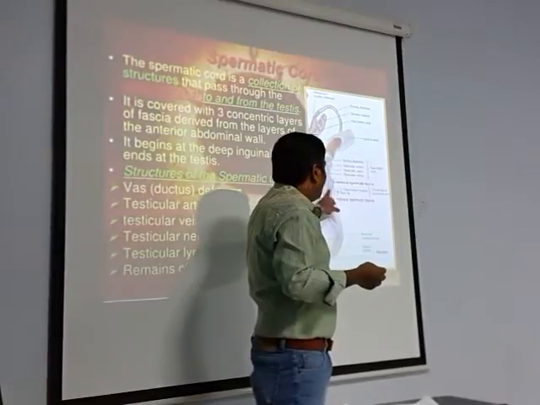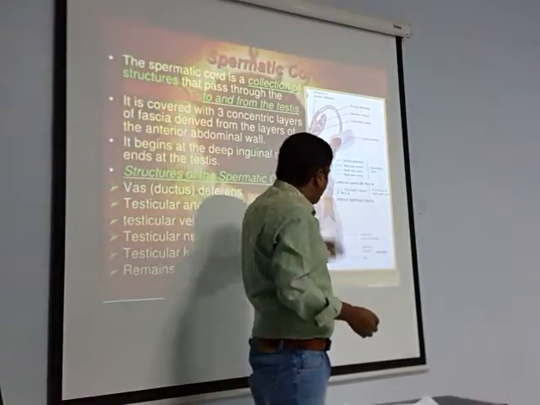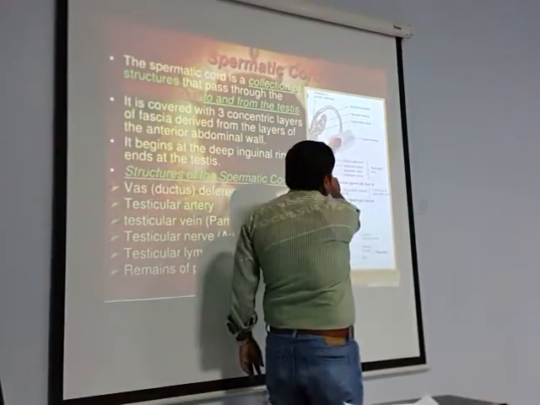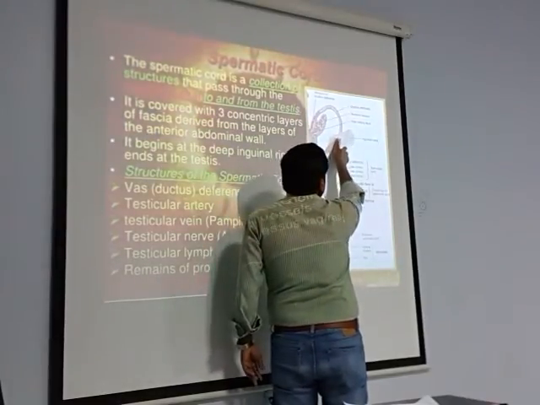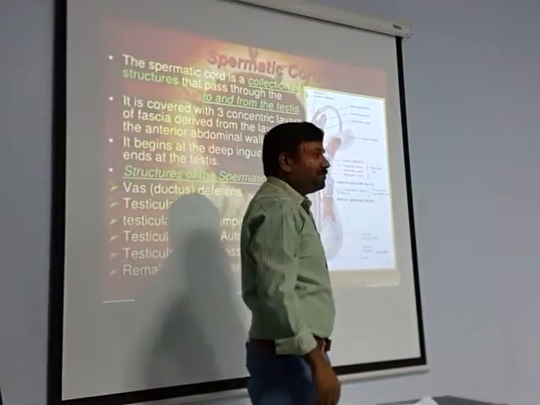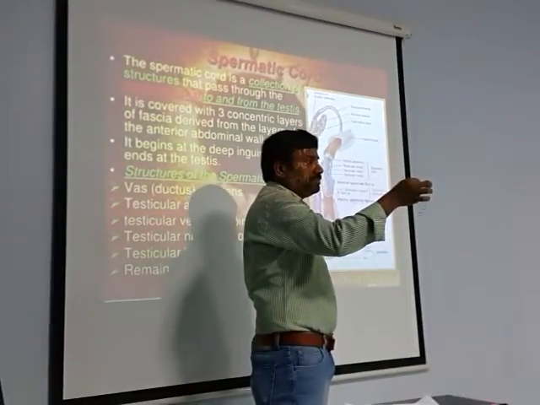These are the pampiniform plexus of veins. The vas deferens will be inside; it's not shown here. You can see this here. The vas deferens will come there, not out there. It's a tube. I will come to that.